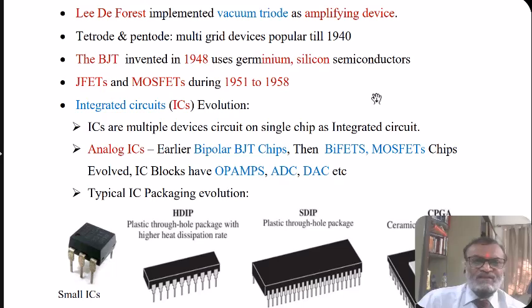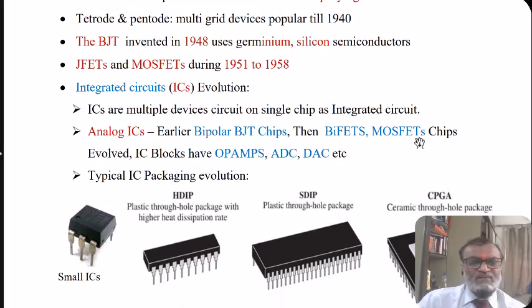Analog ICs use two types of technologies, bipolar junction transistors and MOSFET, for the development of the circuitry on the wafer. The bipolar junction transistor chips are called bipolar chips. MOSFET chips are called MOS or CMOS chips, and the chips which use a combination of BJT and MOSFET are called BiFET technology.